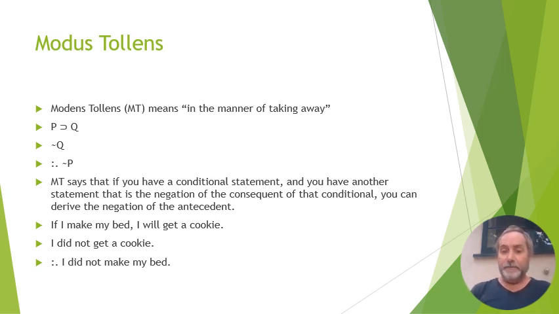I didn't get a cookie, I didn't make my bed, right? If it rains, the streets will get wet. You look outside, the streets aren't wet. Okay, it didn't rain, right? Again, a pretty natural way in English that we use conditionals. But now it's codified, right? This, in fact, is a valid rule of inference, right? You can never go wrong using this kind of inference. If you have a conditional, and you have the negation of the consequent, you can conclude the negation of the antecedent.